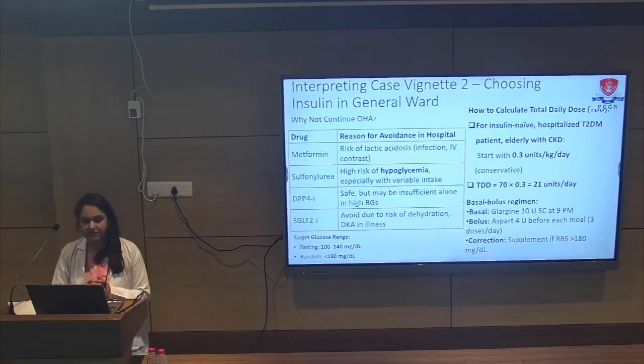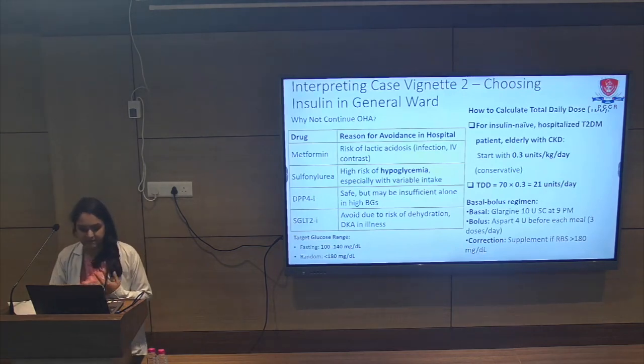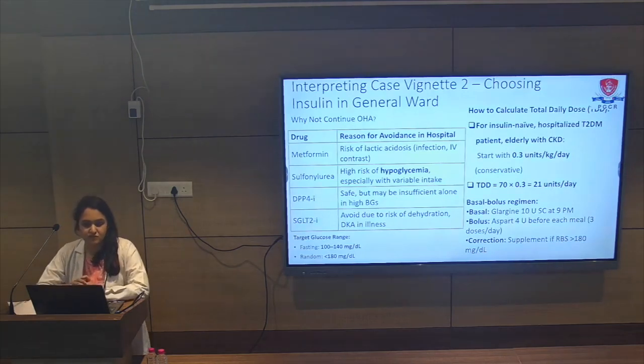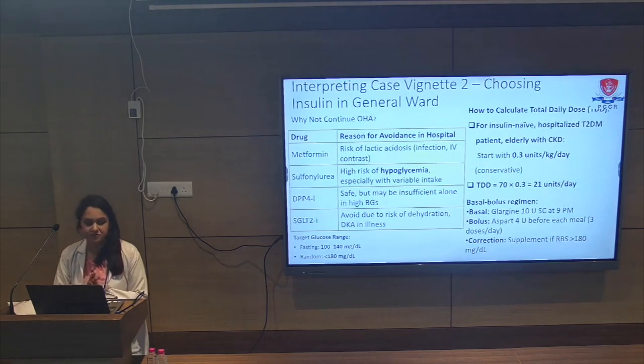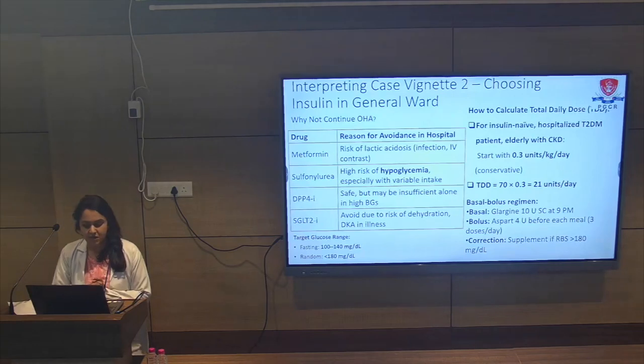So now we will see more and more patients coming to various departments on various OHAs, and what we need to understand is, even if they do not belong to medicine or endocrinology, which category of OHA they are taking. Everyone is well versed about metformin and sulfonylurea, but DPP-4 and SGLT2 inhibitors, everybody may not be aware of, especially SGLT2 inhibitors, because this drug has now been shown to be beneficial in terms of heart failure, CKD outcomes, and so on. So most of the patients right now would be on these medications.